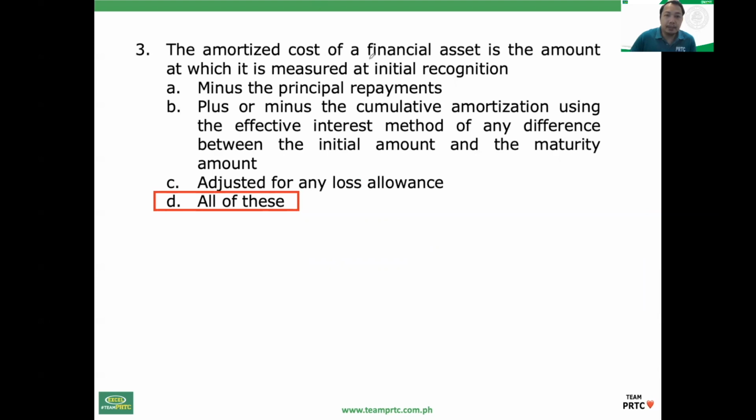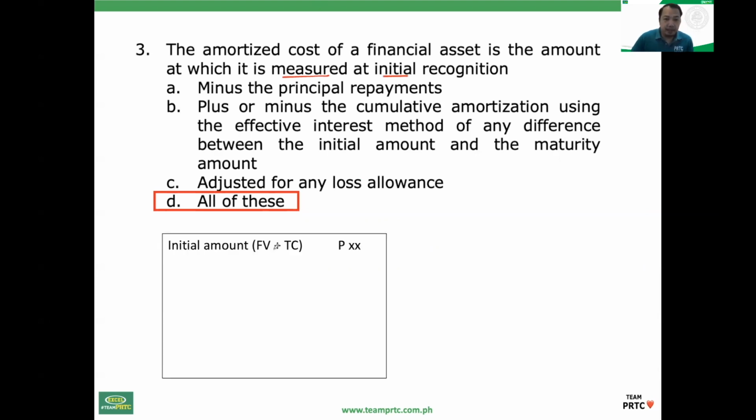Amortized cost of a financial asset is the amount at which it is measured at initial recognition. And what's the measurement initially? Fair value plus transaction cost. So fair value plus transaction cost, that's the initial measurement. Letter A, minus the principal repayments. So kaya kung installment yan, merong principal repayments. At kung yung payment ay para sa principal and interest, tatanggalin natin yung para sa interest. Ang idideduct lang yung applicable to principal.